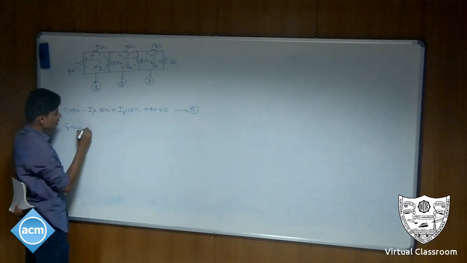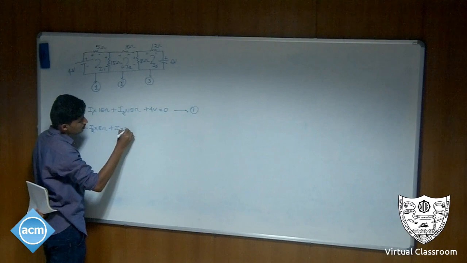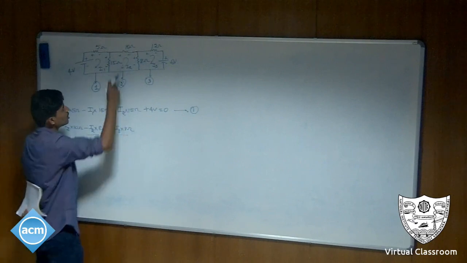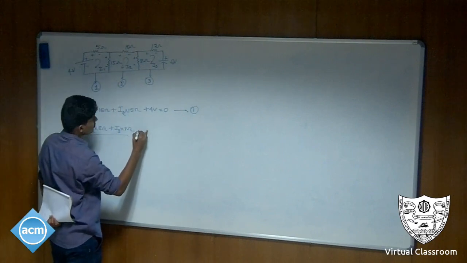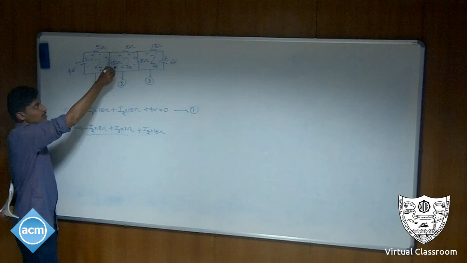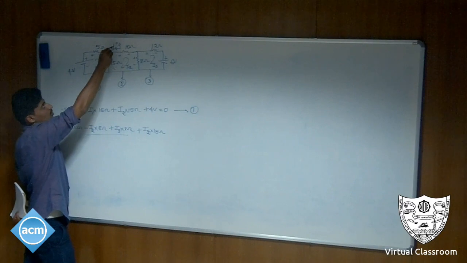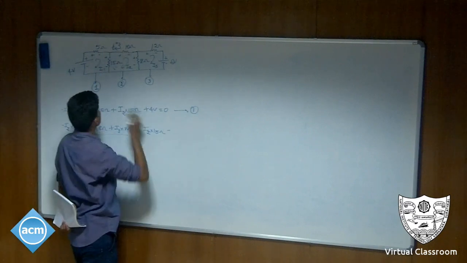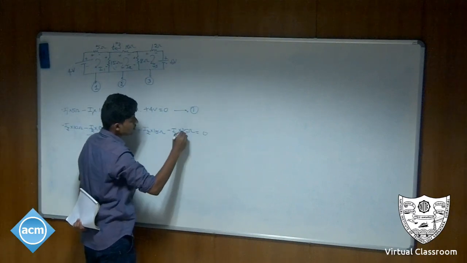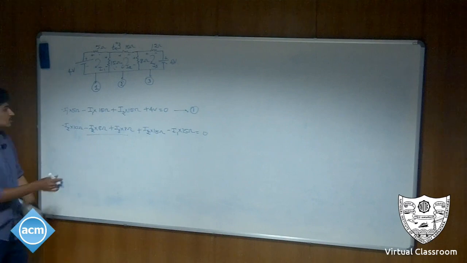So in this case, it will be minus I2 into 8 ohms plus I3 into 8 ohms. This part is for this. And coming to this, it will be plus I2 into 15 ohms, because in this part, as in plus minus, you're traversing the mesh like this, and minus of I1 into 15 ohms equal to 0. This is your second equation.